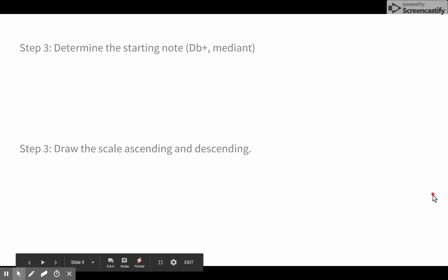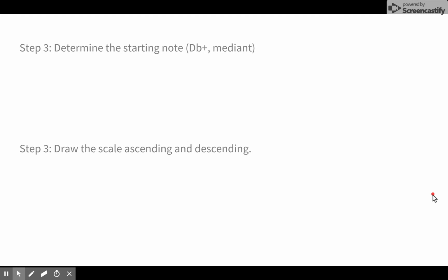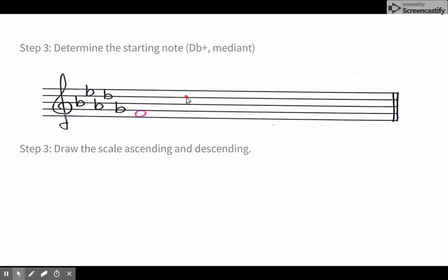So the next thing we're going to do is determine the starting note. So for D flat major, my starting note is the mediant of D flat major. So I'm going to count D flat, E flat, F. The mediant is the third degree of the scale, so I'm going to start on F. So I'm going to draw my F right there.